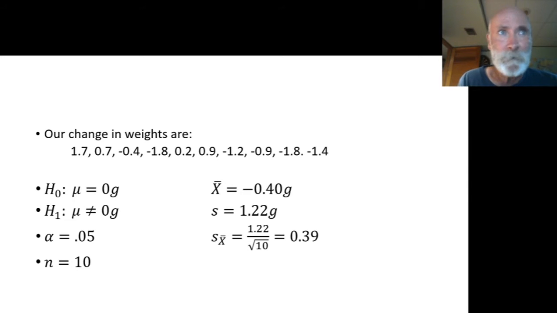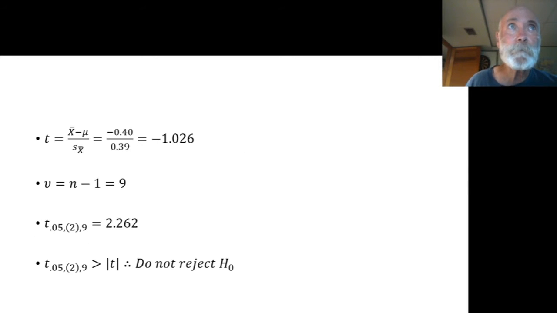We'll use an alpha of 0.05, meaning that we want to be right when we make a decision about the null hypothesis 95% of the time, but we're willing to be wrong 5% of the time. Our sample size is equal to 10. We compute the sample mean, and that's minus 0.4 grams. The standard deviation is 1.22 grams. And then the standard deviation of the mean, or the standard error, is equal to 0.39.